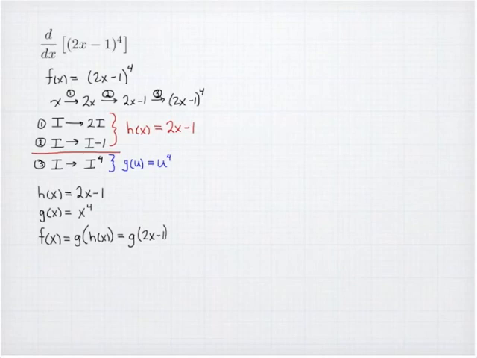Now, I want to emphasize the idea of substitution again. h of x is a function. It gives a value of 2x minus 1. So I've substituted h of x for the formula 2x minus 1.